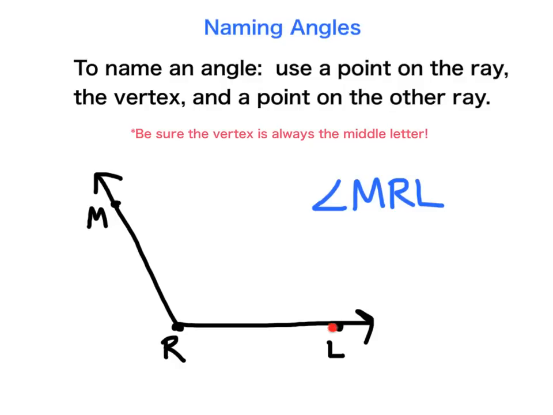Or you could start on this side and say angle LRM. And sometimes you'll just see this labeled something like angle R, which is okay but not the preferred way to do it, because sometimes there's a lot of different angles in one picture, so just saying angle R isn't specific enough. But for this example it would work. You'll notice in all of these we have R, which is the vertex, as our middle letter. That's really important.